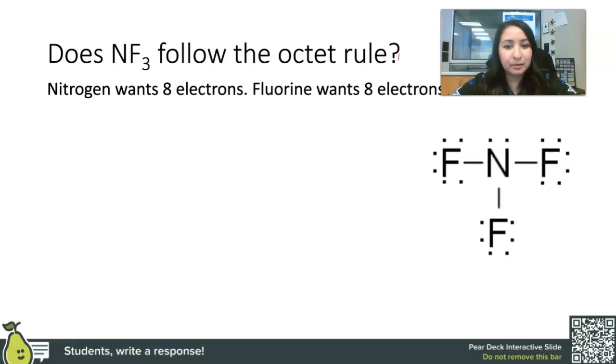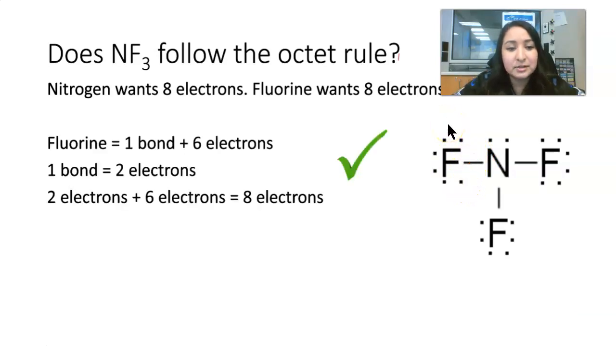Okay, now we're going to go ahead and see if fluorine follows the octet rule. First thing we need to do is count how many electrons it has. So I'm seeing 1, 2, 3, 4, 5, 6 electrons, and it has 1 line. Remember, each line represents 2 electrons. So 6 plus 2, that is 8. So yeah, fluorine does follow the octet rule. Because remember, each bond represents 2 electrons.